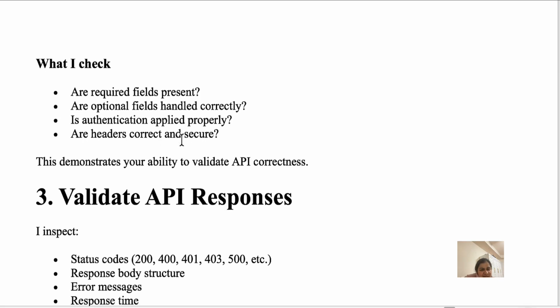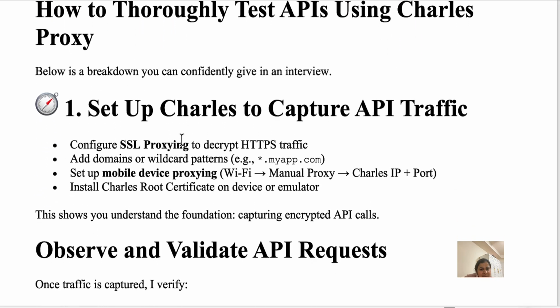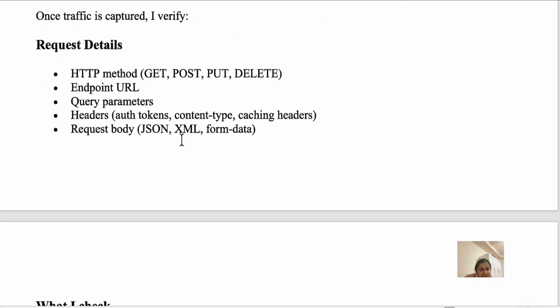I basically check whether it is showing the status code correctly, whether the fields are shown correctly, and whether the update is happening properly. All of this is to be verified by the tester. So that's basically what is done in Charles Proxy testing, basically the API testing.